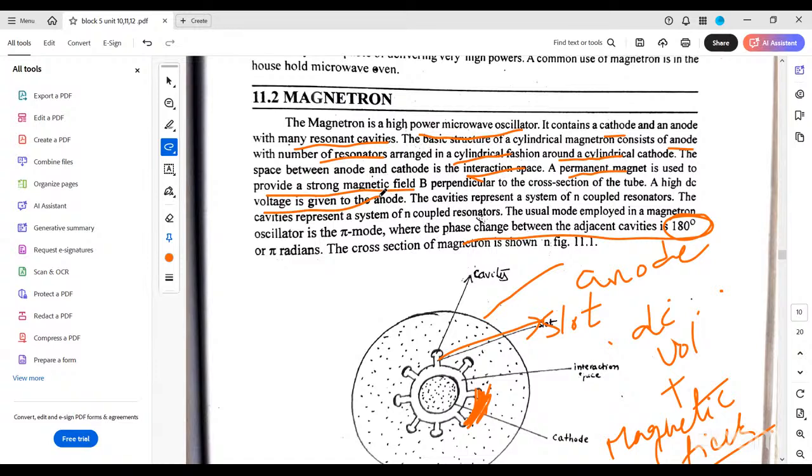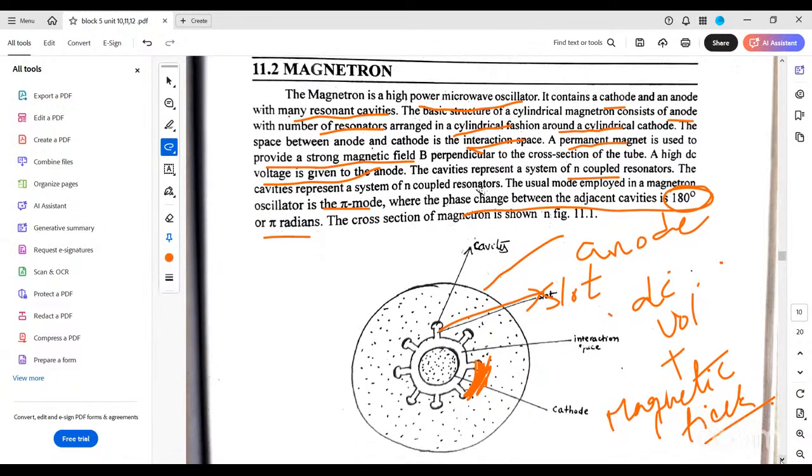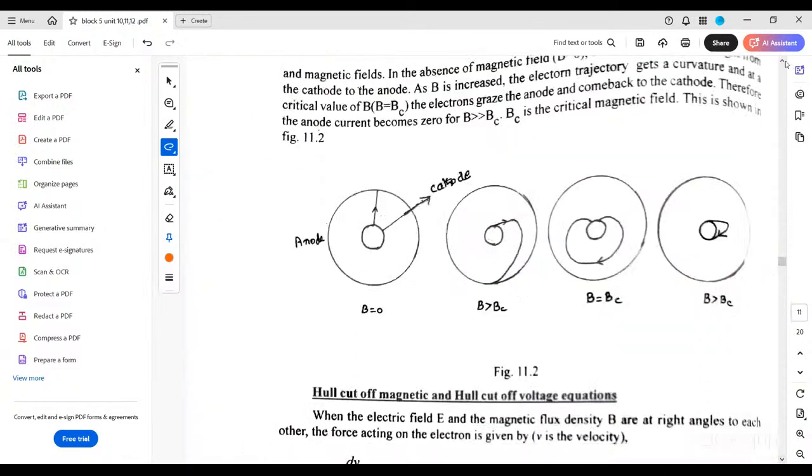The cavities represent N coupled resonators. Here, how many resonators do we have? 1, 2, 3, 4, 5, 6, 7. Seven resonators we have. Like that, N coupled resonators are also possible. Thus, a magnetron oscillator operates in the pi mode, and the angle between the two cavities is 180 degrees or pi radians. This paragraph, the description of the diagram, is over.